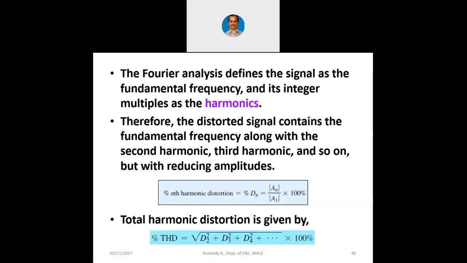It is D2, D3, D4 which are causing harmonics. And why is it squared now? It is like each one may have a negative value also. That is why it is squared and its square root is taken after its summation. This way, total harmonic distortion is obtained for a given signal. Let me show you an example in the next slide.